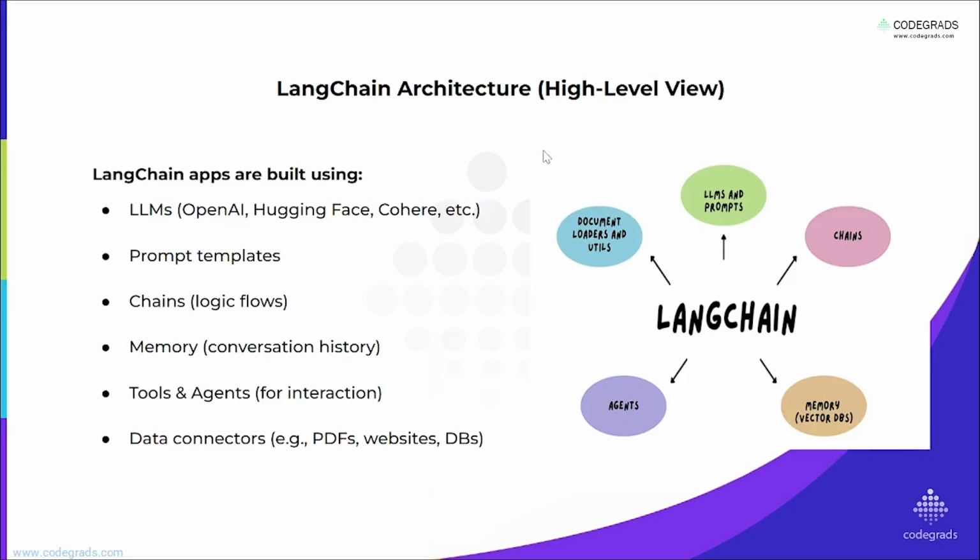Here is a picture showing the architecture of LangChain. We have chains, LLMs and prompts, document loaders and utils, agents, and memory, which is the vector database. Each component plays a unique role in managing context, memory, and information access.